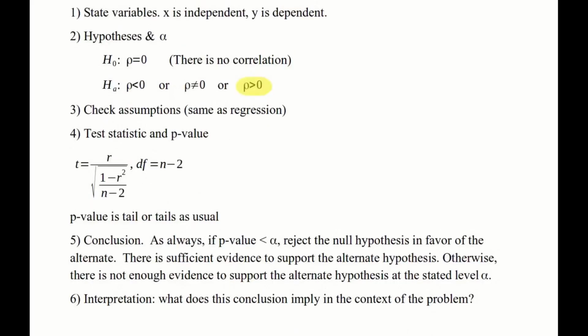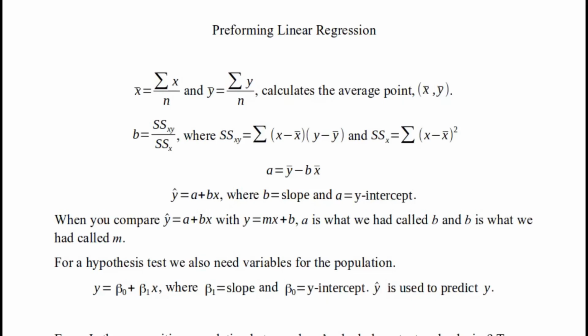The test statistic comes from a relatively straightforward equation. It'll also come out of our calculator, as will the p-value. We find our p-value in the calculator as well. The conclusion is exactly what you'd expect. As always, if the p-value is less than alpha, then we reject the null hypothesis. Otherwise, we say that there is not enough evidence to support the alternative hypothesis. The interpretation is when we make the conclusion of what this implies in the context of the problem.